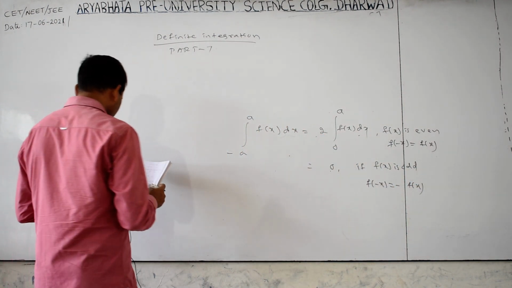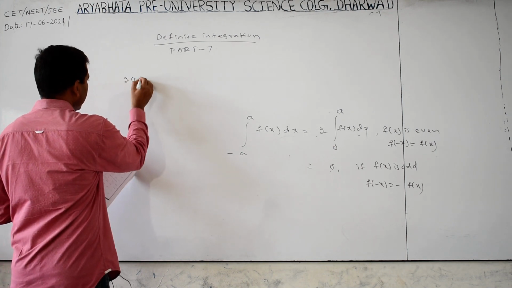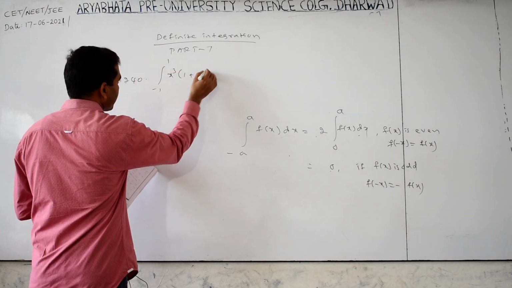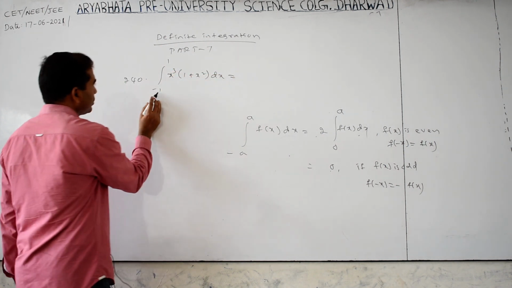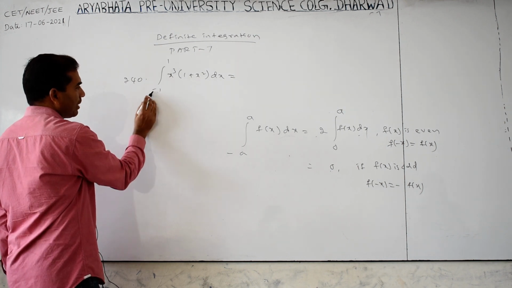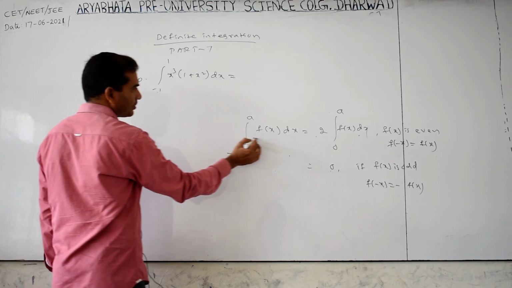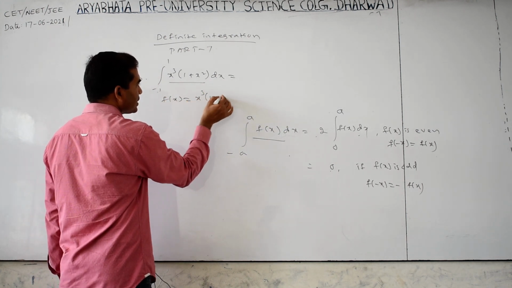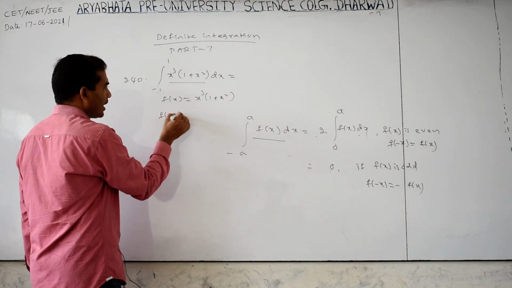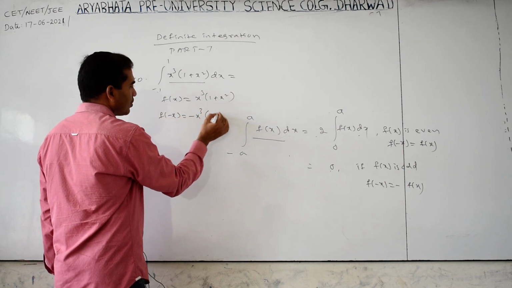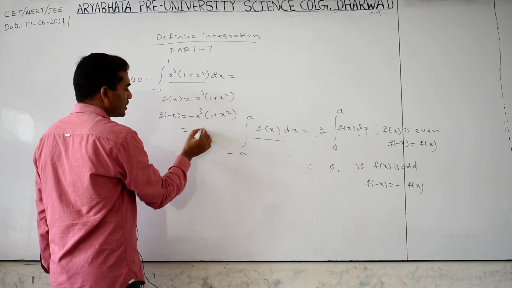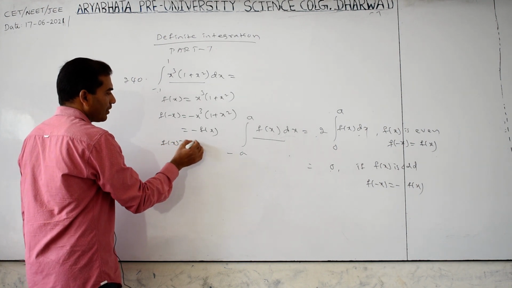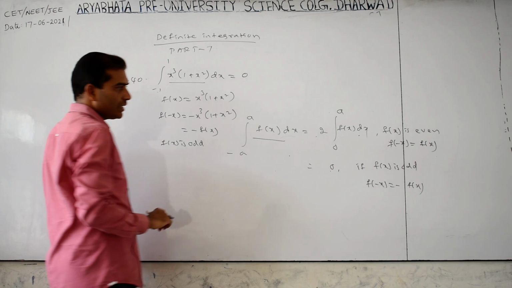Now, question number 240: the integral from minus 1 to 1 of x cube into 1 plus x square dx. Here both the lower and upper limit are the same with opposite sign, so use this formula. Check: f of x equals x cube into 1 plus x square. Put x equal to minus x: minus x cube, 1 plus minus x whole square, which equals minus f of x. Then f of x is odd. When it is odd, the value becomes 0.